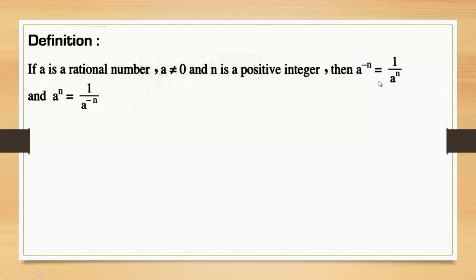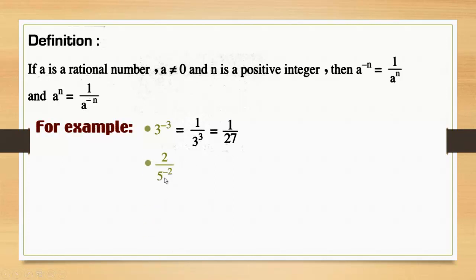So a power negative n equals 1 over a power n, and on the opposite side, a power n, a positive power, equals 1 over a power negative n. For example, 3 power negative 3. We change this number to a fraction, 1 over 3 power 3, and change the sign of the power. 1 over 3 power 3 equals 1 over 27. Example number 2, 2 over 5 all power negative 2. That equals 5 over 2 all power 2, which equals 25 over 4.